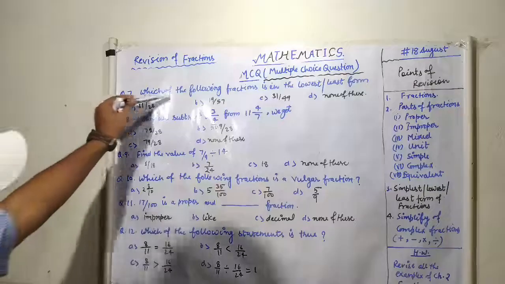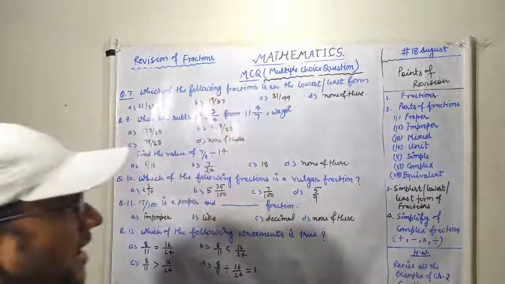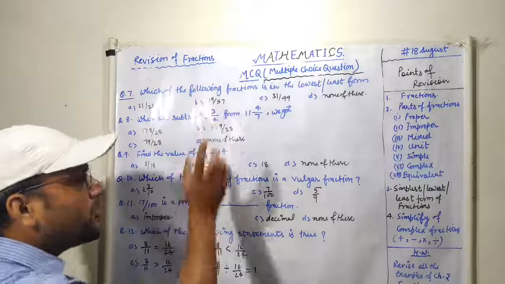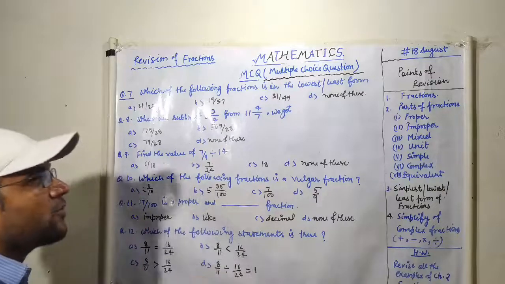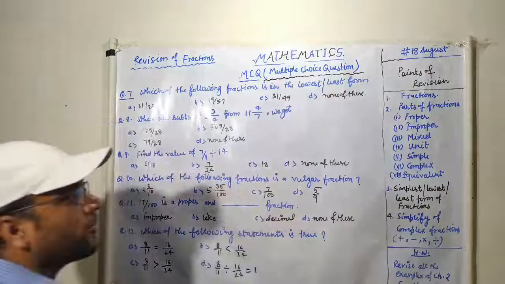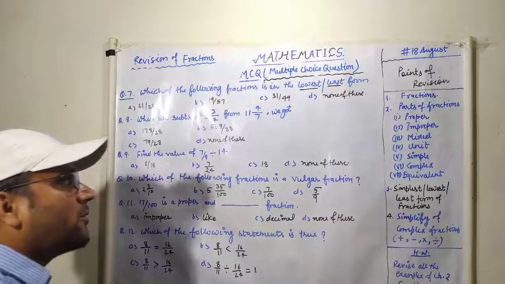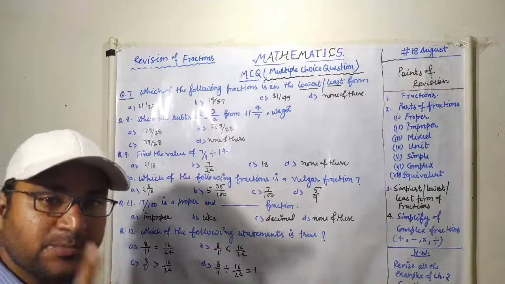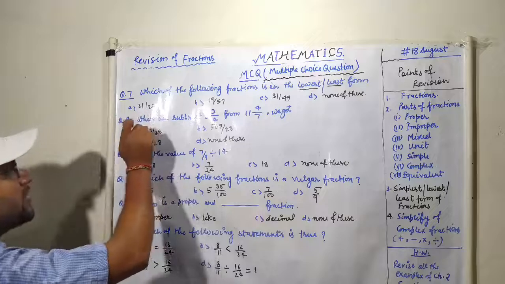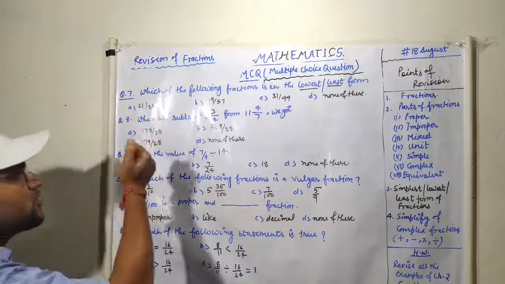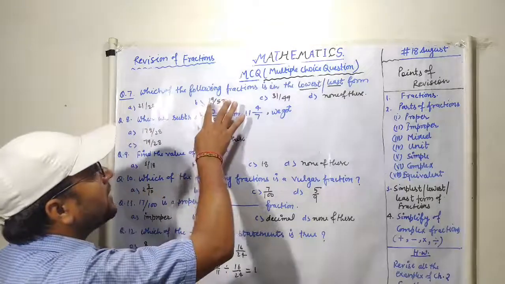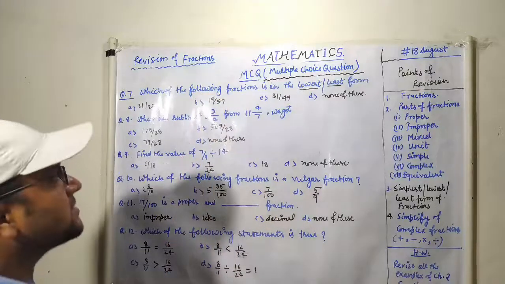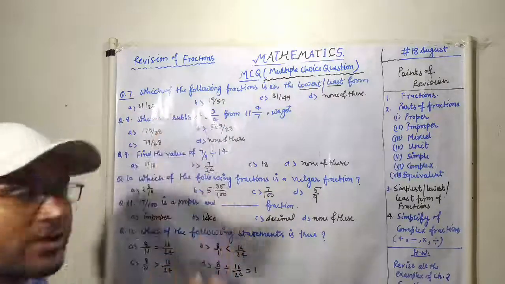Which of the following fractions is in lowest or least form? If the highest common factor of the numerator and denominator is 1, then that type of fraction is known as lowest or least form. It means the numerator and denominator cannot be cancelled out by any number except 1. So 21 upon 28 is cancelled out by 7, so it is not in least form. 19 upon 57 is also cancelled out by 19: 19 1s are 19, 19 3s are 57. So option A and option B are not in lowest form.